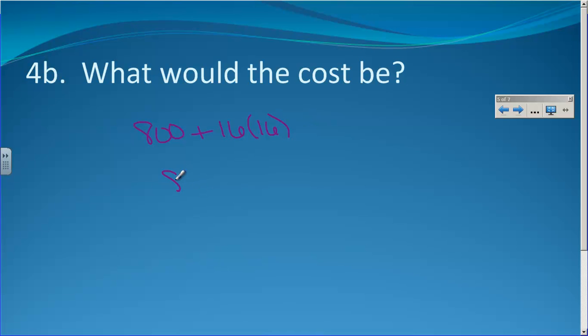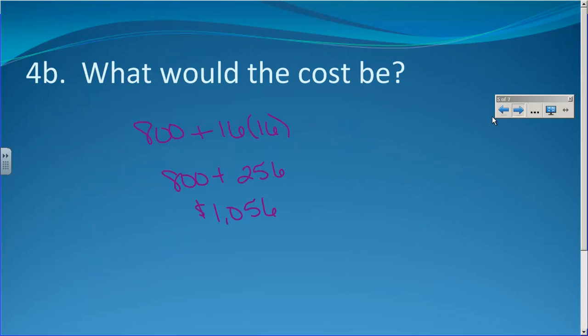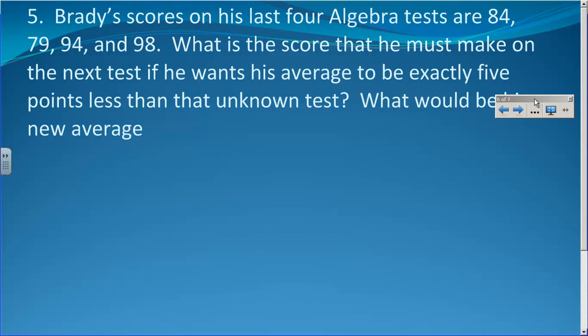And so I end up with 800 plus 256. And when I add those together, I get that it would cost me $1,056 if it took me 16 hours to move. And guess what? It will cost me $1,056 whether I use Company A or Company B, because they are equal at 16 hours. Alrighty? Okay.